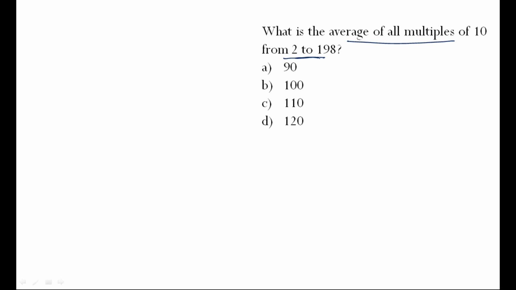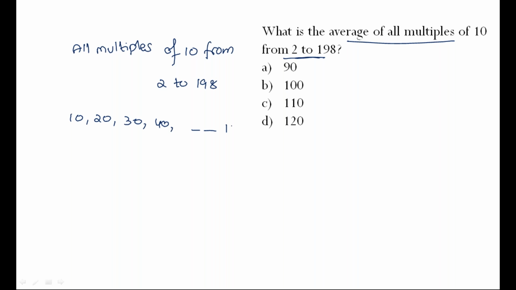So, average of all multiples of 10 from 2 to 198. So what are the multiples of 10 from 2 to 198? It is 10, 20, multiples of 10s, 30, 40, and so on, up to 180 and 190.